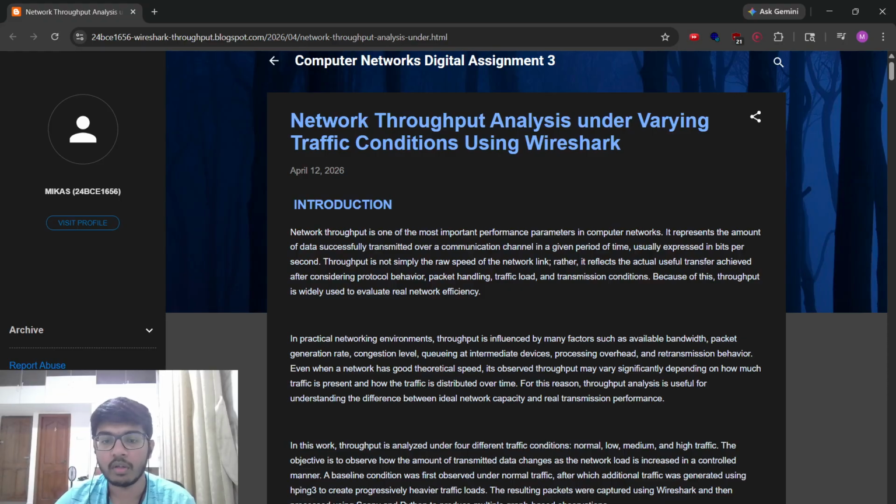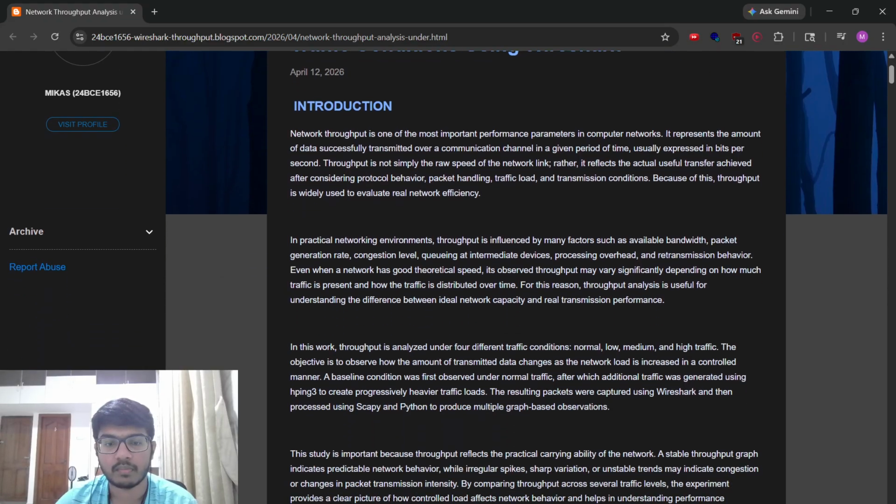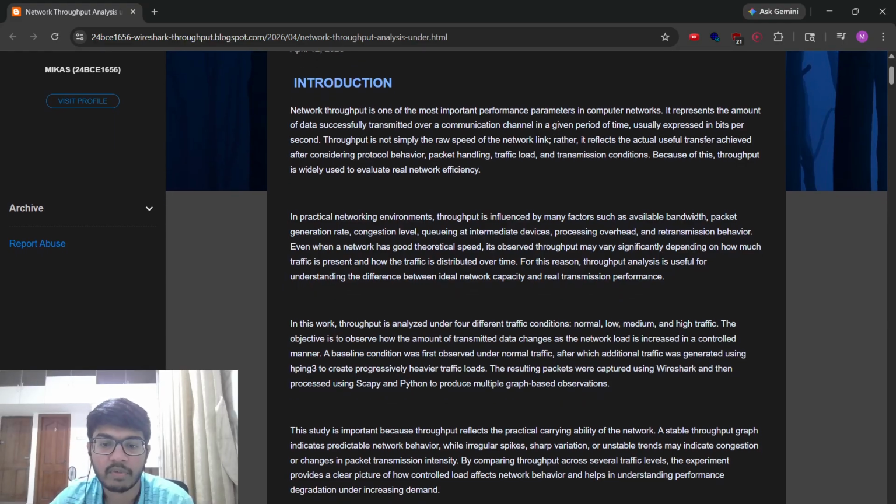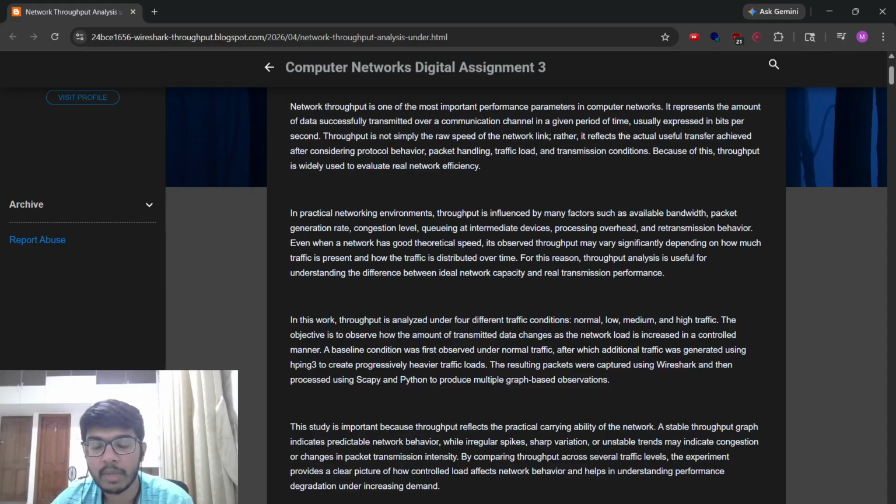The title of my work is Network Throughput Analysis under Varying Traffic Conditions using Wireshark. In this work, I selected throughput as the network parameter for analysis. Throughput is the amount of data successfully transmitted over a communication channel in a given period of time, usually measured in bits per second. It is an important practical parameter because it reflects the actual useful transfer achieved under real traffic conditions. In this study, throughput was analyzed under four different traffic conditions: normal, low, medium, and high traffic.